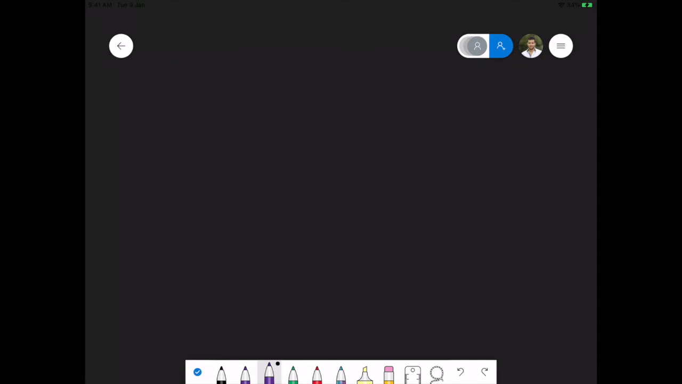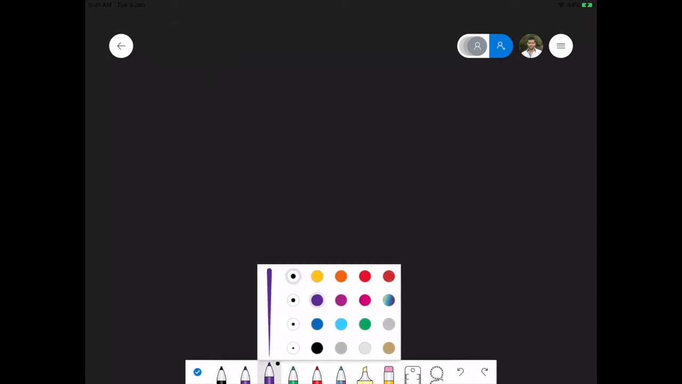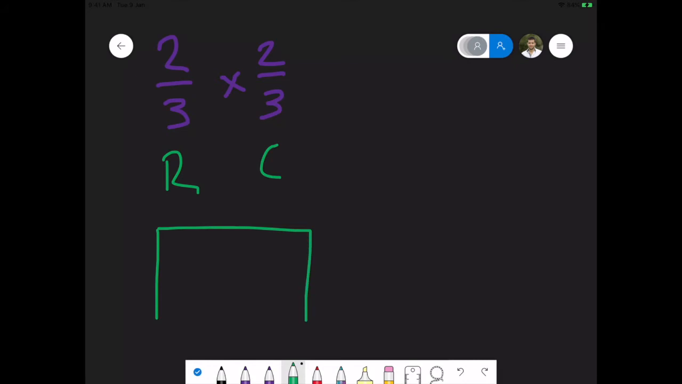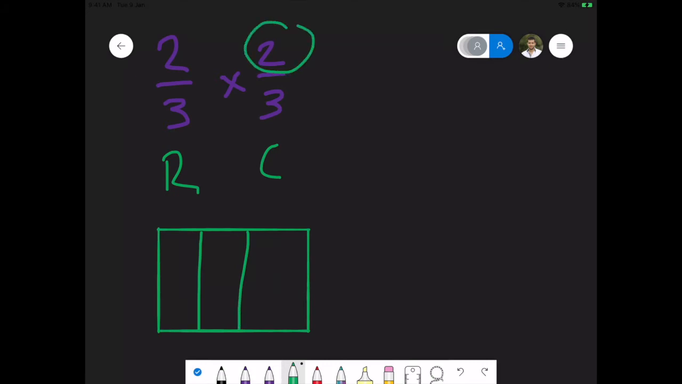Let's solve another example. Let's say I need 2/3 of 2/3. I'm reminding myself again that the first number is the rows and the second the columns. So I will always start with the second number, which is 2/3. So I need an array with 3 columns. Here it is, and I need 2 out of these 3.